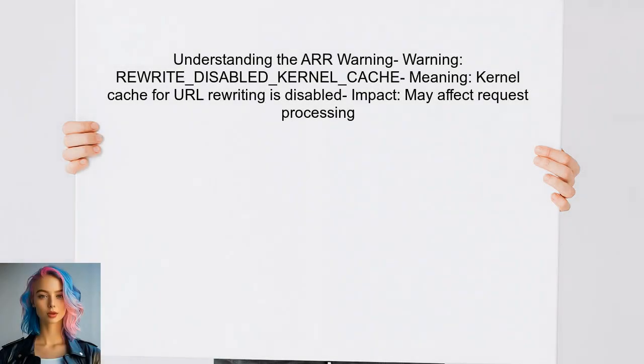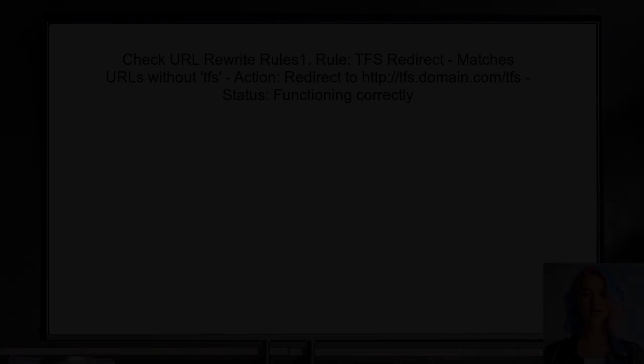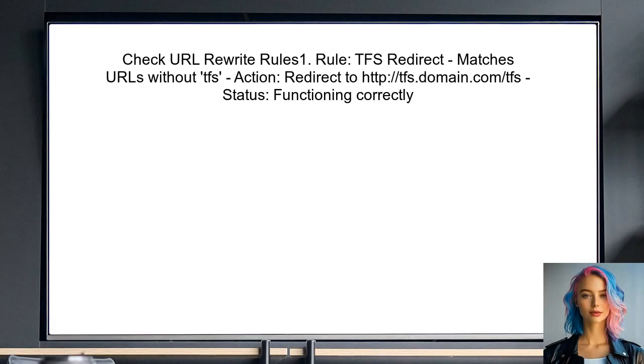To address the user's issue, we first need to understand the ARR warning. The warning Rewrite Disabled Kernel Cache indicates that the kernel cache for URL rewriting is disabled. This can affect how requests are processed. Next, the user should check the configuration of the URL rewrite rules. The first rule, named TFS Redirect, is designed to redirect requests that do not contain TFS in the URL. This rule appears to be functioning correctly.